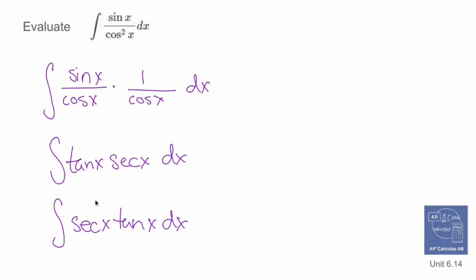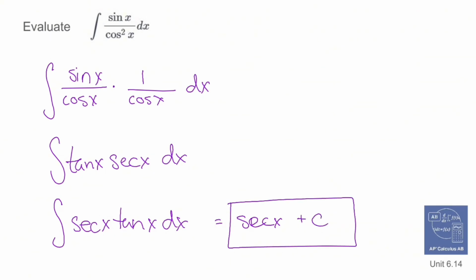The integral of secant x tangent x is secant x. And of course, since this is indefinite, plus arbitrary c, can't forget that guy. And now that problem, which looked like an absolute gross mess at first, wasn't so bad, was it?